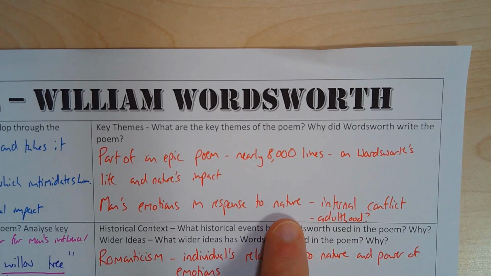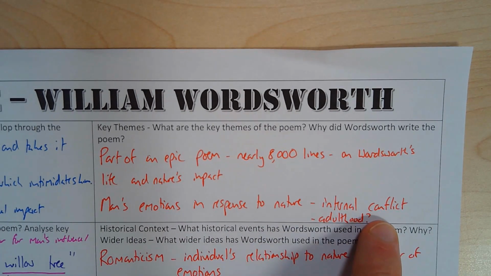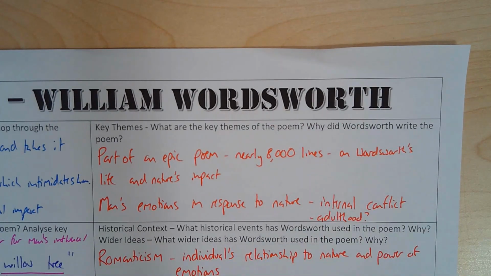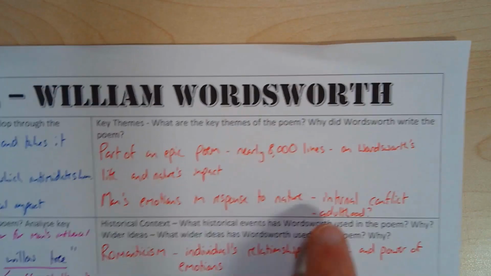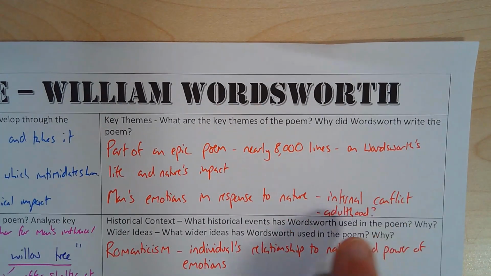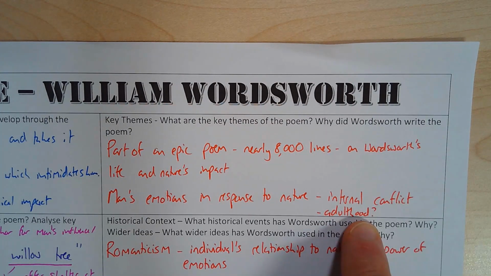We get a real sense of the internal conflict. This is how it fits into this group. It doesn't seem to be. It seems quite a strange poem at first. You've just got a giant mountain in there, but it's about that internal conflict that mankind has. And of course, this idea of growing from youth to adulthood as well.